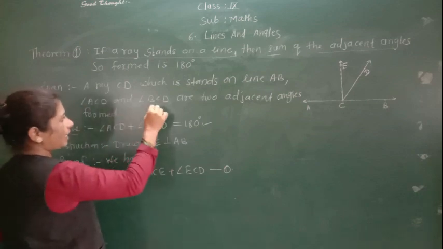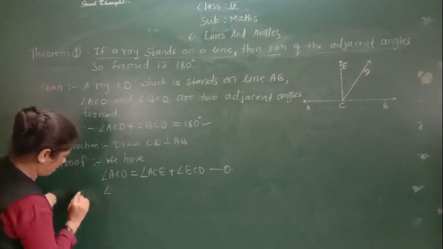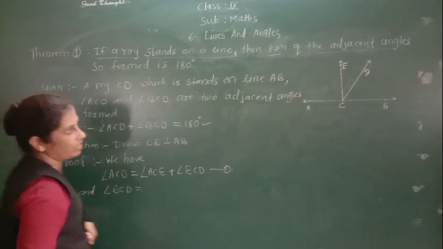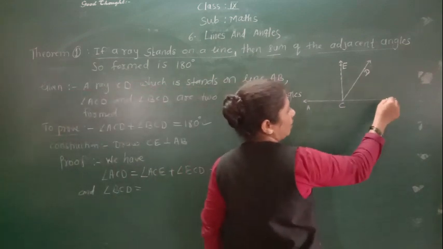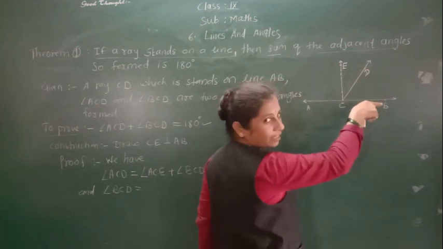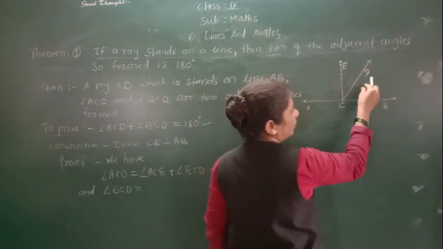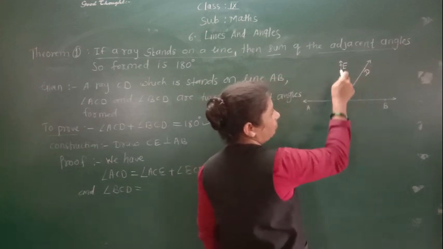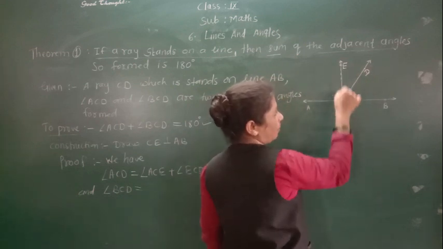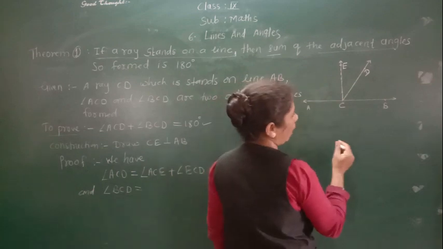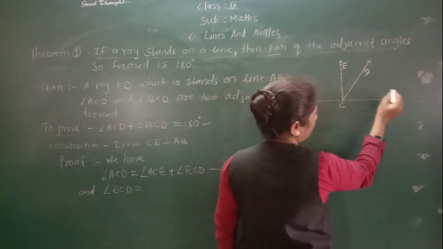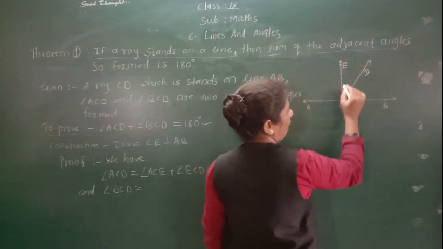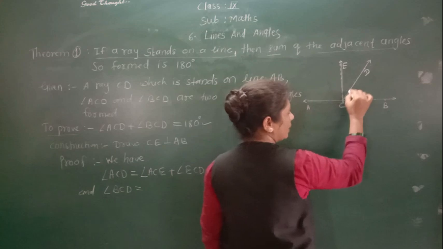And the second angle is angle BCD. How will you get angle BCD with this angle? We need angle BCD. We get this angle BCD by using this perpendicular on AB. So how will you write? Angle BCD equals angle BCE minus angle ECD.